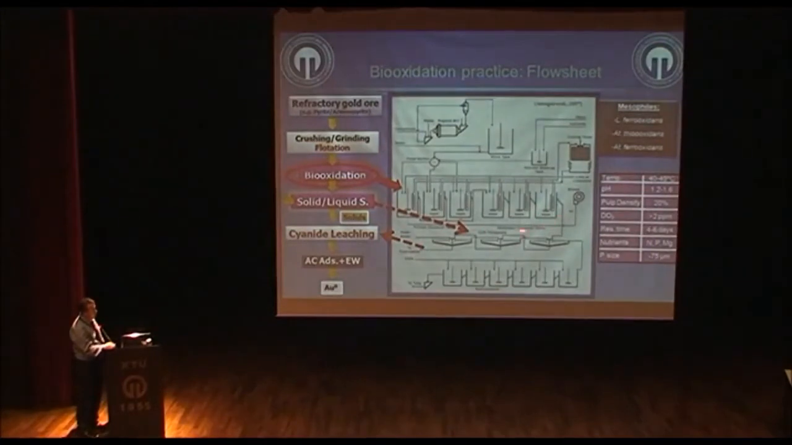And afterwards, counter-current decantation is used to wash the solid fraction. The overflow from counter-current decantation, which contains arsenic, iron, and other metals, is subjected to neutralization in 6 reactors here to precipitate arsenic and iron as well as other metals. And the solid fraction is subjected to cyanide leaching.